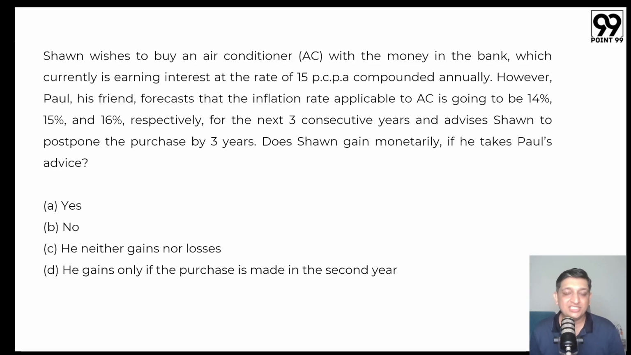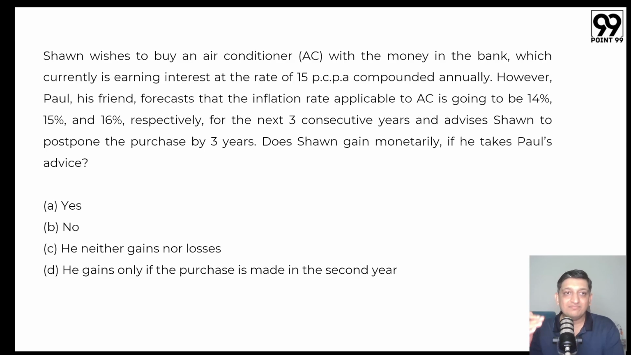So Sean wishes to buy an air conditioner with the money in the bank, which currently is earning interest at the rate of 15% per annum compounded annually. So 15% per annum, there is annual compounding that is present here. However, Paul, his friend, forecasts that the inflation rate applicable to AC is going to be 14%, 15% and 16% respectively for the next 3 consecutive years, and advises Sean to postpone the purchase by 3 years.